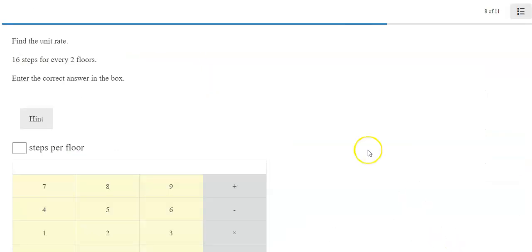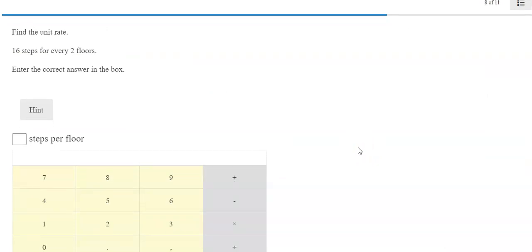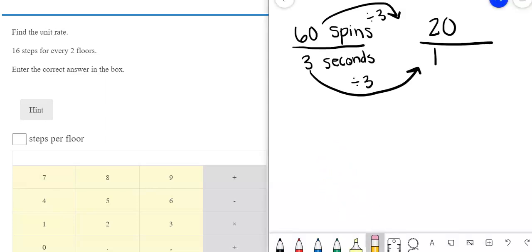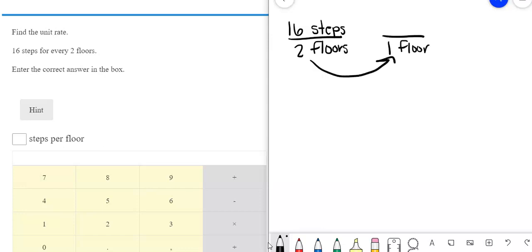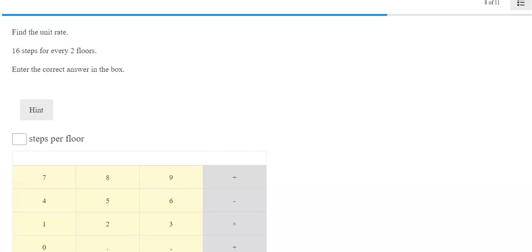Number 8, the next couple are just straight up unit rate problems. So let me clear this off. If you're in your book, this is number 10 on page 150. So we have 16 steps, 2 floors. And we're finding the unit rate, so we need to get a 1 on the bottom. To get from 2 to 1, I'm going to divide by 2. If I divide by 2 on the bottom, I'm going to divide by 2 on top. 16 divided by 2 is 8, so I get 8 steps. So my answer is 8.